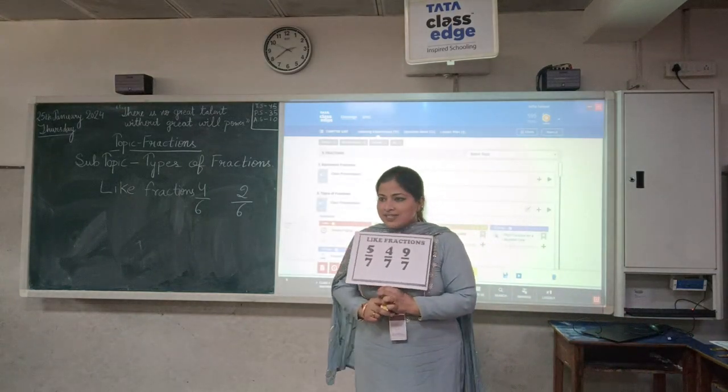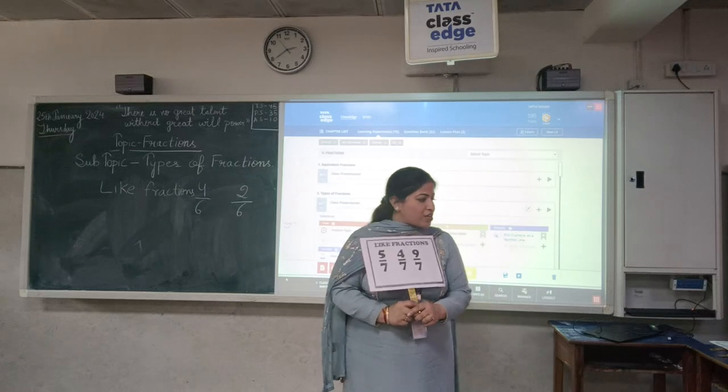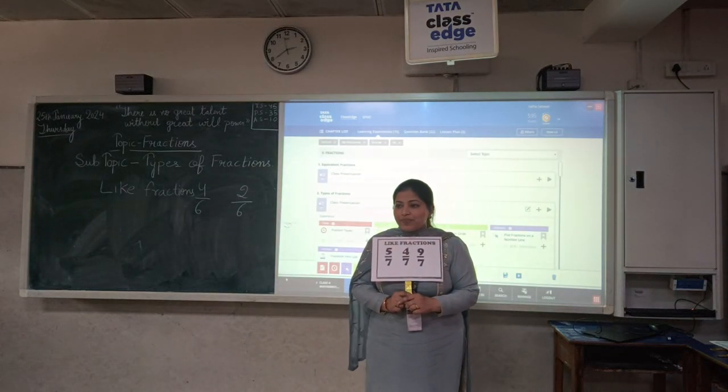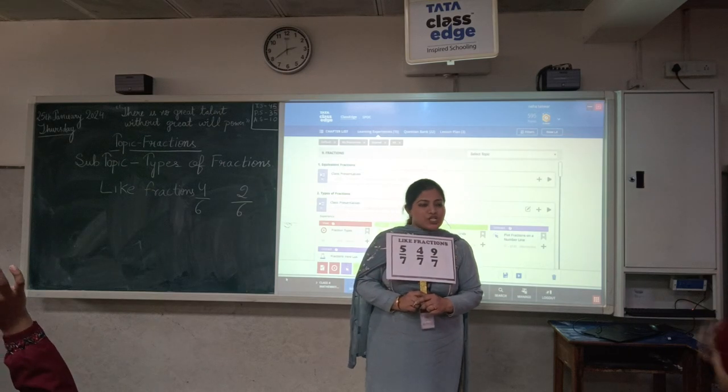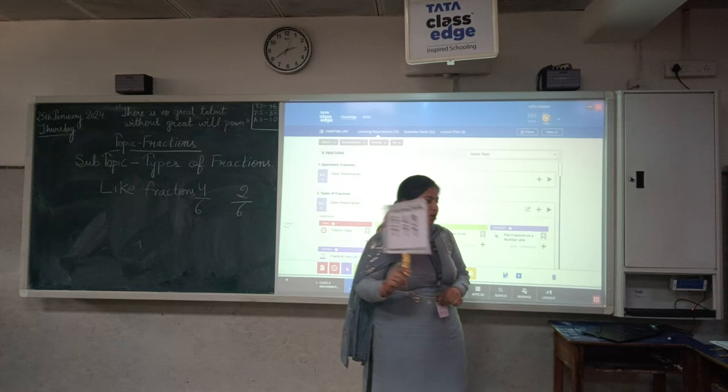Can you see this? Yes, ma'am. So, which type of fraction are these? Like fractions. Why? Yes, Shashwat. Ma'am, because they have same denominator.